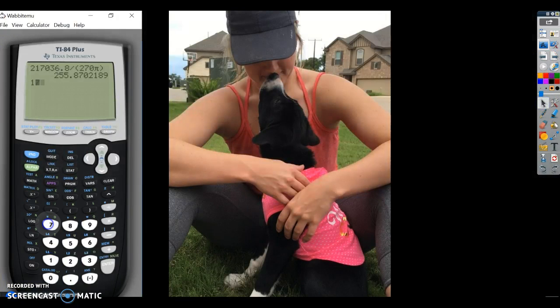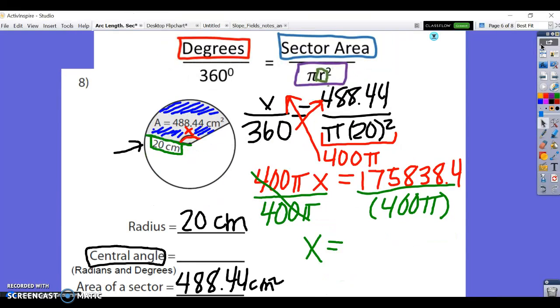So we have 175,838.4 divided by parentheses 400 pi, close parentheses. Oops. Oh, goodness gracious. Okay, 139.9. Go back to my thing. So it's 139.9, but we're going to go ahead and say that that's equal to 140, and this is degrees because we found an angle measure.